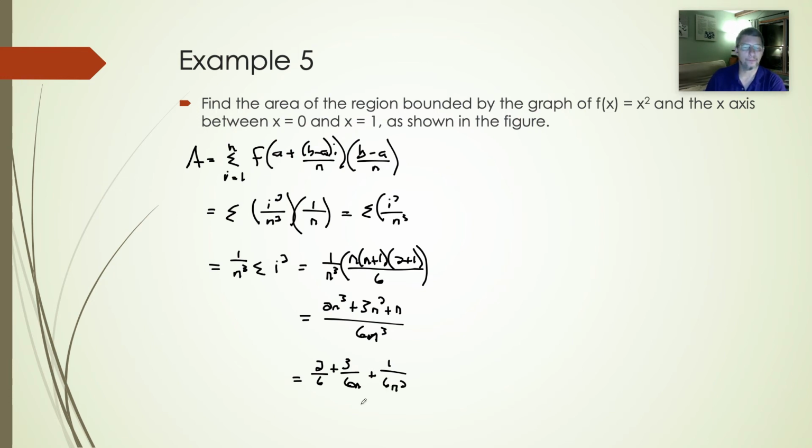All right. Now remember, if we're taking the limit as n approaches infinity, then in this case I'm left with 2/6 plus 0 plus 0, right? Because if n approaches infinity, then 3 over 6n is 0, and 1 over 6n squared is 0. And so the limit here, the area bounded by this, is going to be equivalent to 2/6. And you can obviously reduce that fraction to 1/3 if you want. Okay, so that's example number 5.